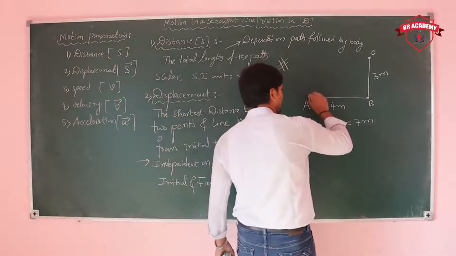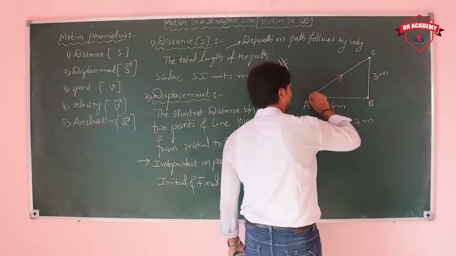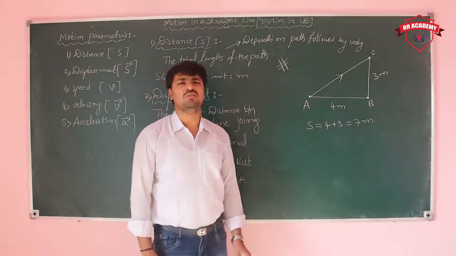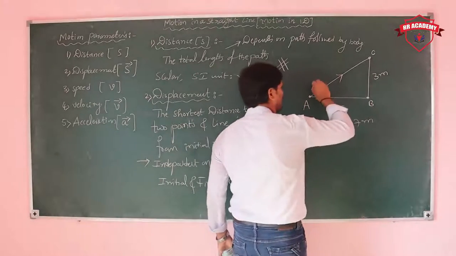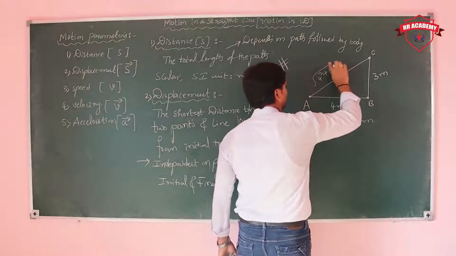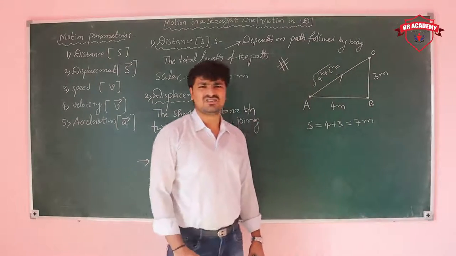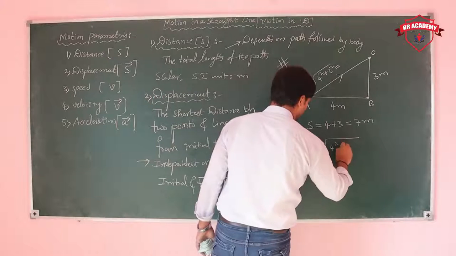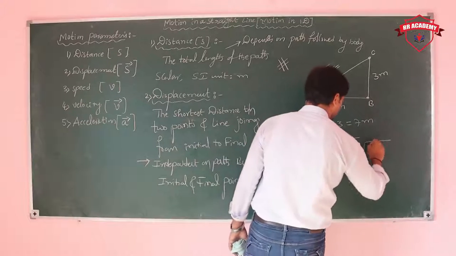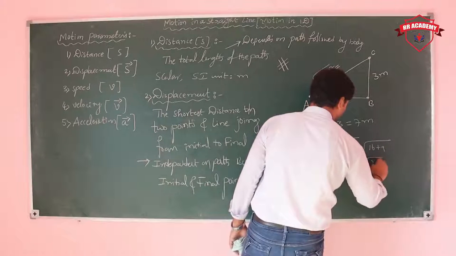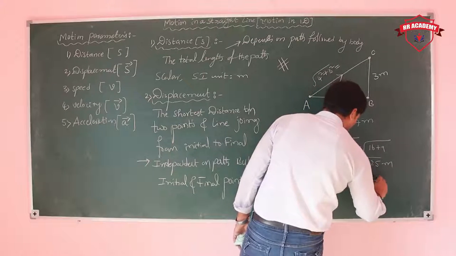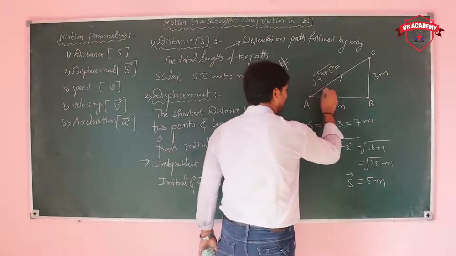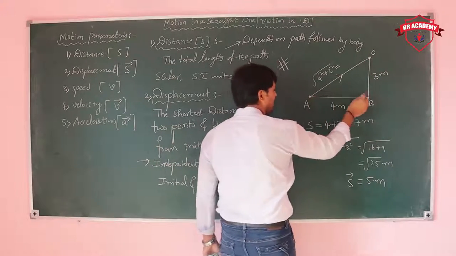And displacement is the shortest distance between the two points, a line joining from initial to final. This will be the initial point and this will be the final point. Joining a line, the shortest distance from A to C, how much will it be? Square root of 4 squared plus 3 squared. What is the value? 4 squared is 16 plus 3 squared is 9, that is 25. Root 25 is 5 meters.